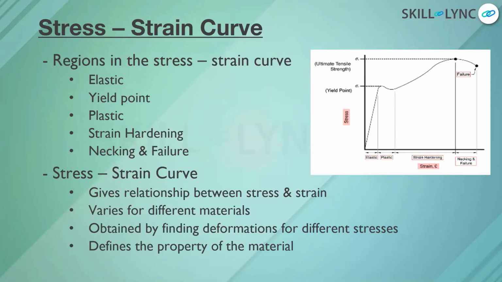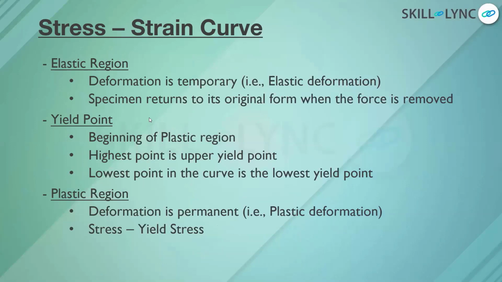In the necking and fracture region, after ultimate stress, the cross-sectional area of the material narrows, and further increase in load leads to fracture. This is the point where the failure happens. After the ultimate tensile strength, the stress lowers and failure happens. So this is how the stress strain curve is explained in detail: elastic, yield point, plastic, strain hardening, and necking and failure. I think you got clarity on the stress strain curve.